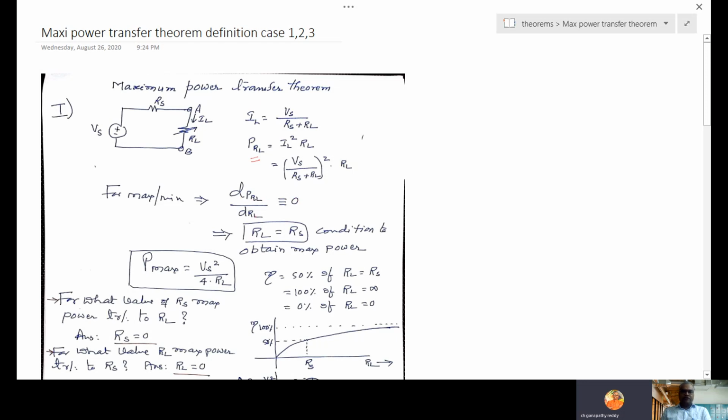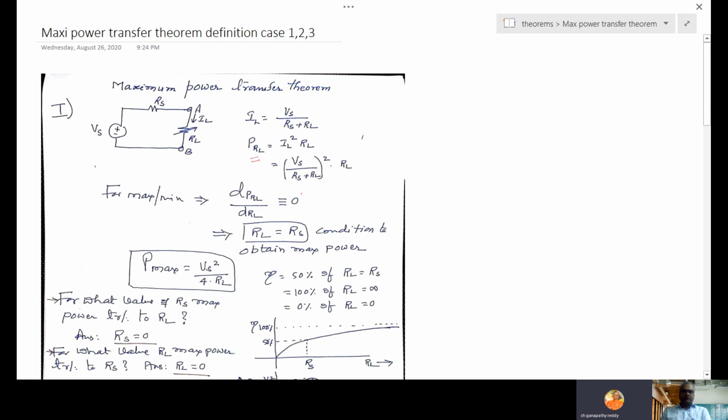But remember, the differentiation is with respect to RL, and we are differentiating by the U by V method. That part you know. By equating to 0, you get the answer RL equal to RS. So RL equal to RS is the condition to obtain maximum power. The load resistance and source resistance should be equal, then only you get maximum power. Under this condition, what is the maximum power P max?